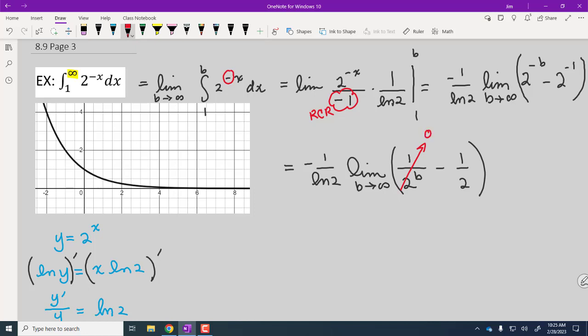And what about the limit of 1/2? 1/2. Limit of a constant is a constant. So this will all end up being 1 divided by 2 times the natural log of 2. That will be this unbounded area. So that's finding all this area in here.